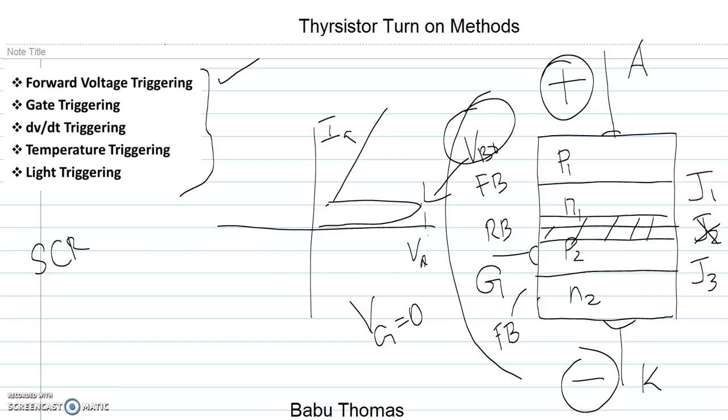So that is where we are explaining the forward voltage triggering. But among these kinds of triggering, gate triggering is the most prominently used, and forward voltage triggering is not advisable to have in a thyristor system. Now next we will be seeing the gate triggering circuit.